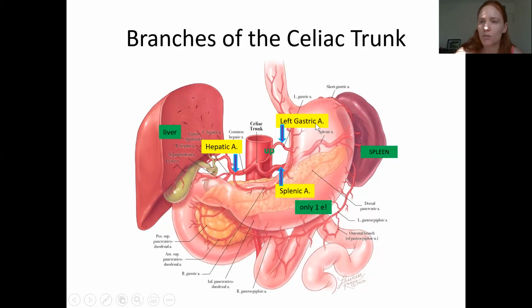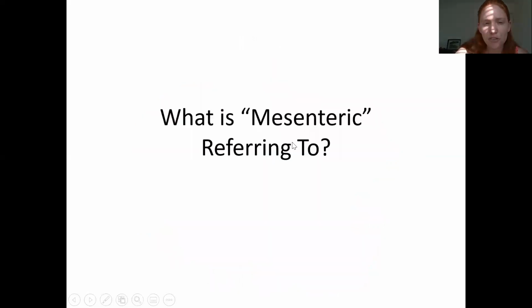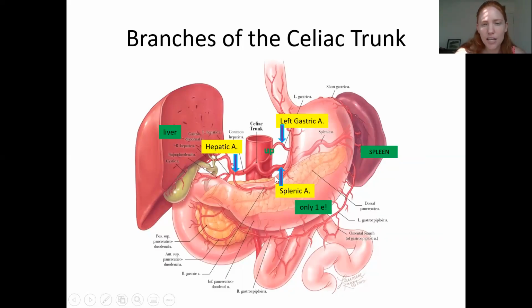Gastric is referring to stomach, right? It's going to go up and connect to and run along the inside part of the stomach, which is called the lesser curvature. So the left gastric, they always show the branch going up because it's going to go up and hook onto the stomach.